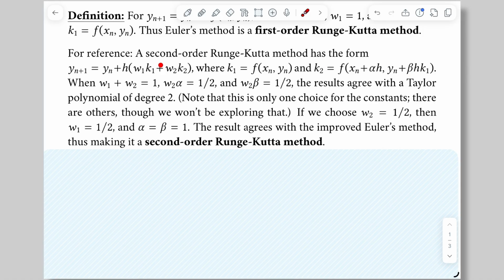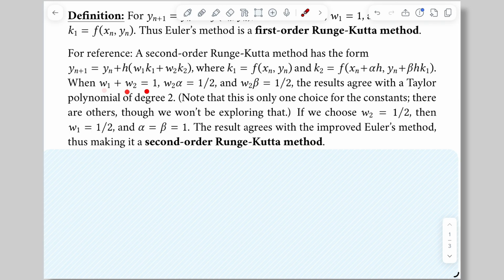I won't hold you to any of these details, but I do want you to have a little bit of foundation here. y sub n plus 1 is equal to y sub n plus h, the step size, times w1k1 plus w2k2. In this case, k1 is f of x sub n, y sub n. We saw that in Euler's method first of all. And then k2 is f of x sub n plus alpha h, y sub n plus beta h k1. So the output from k1 is going into the formula for k2, and we saw that again exactly when we used the improved Euler's method.